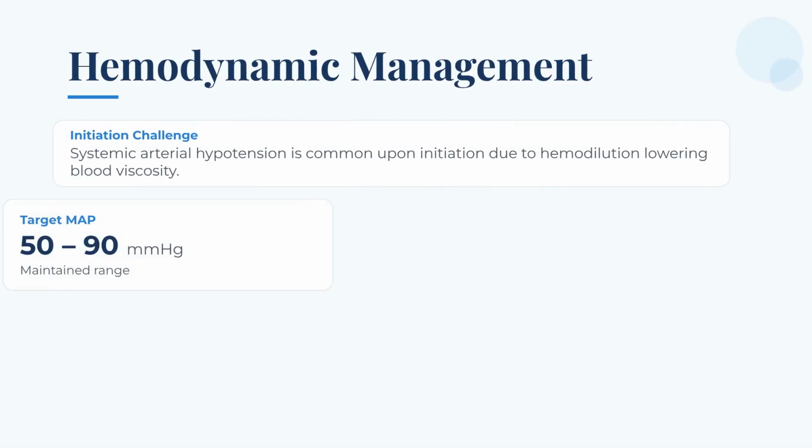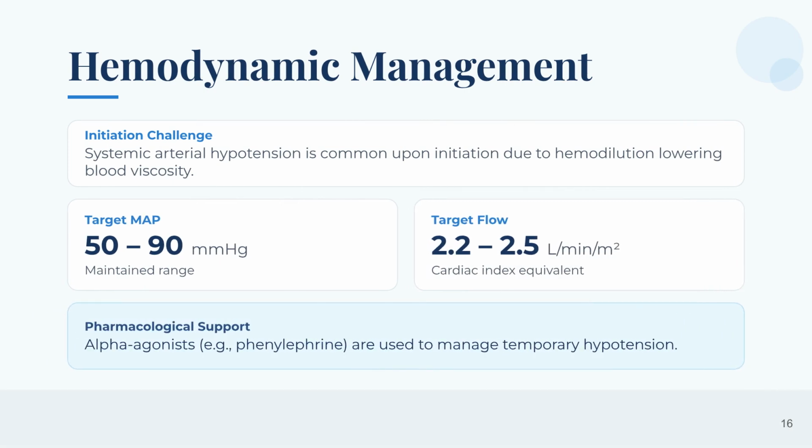Once on bypass, hemodynamic management is critical. Initiation often leads to systemic hypotension due to the hemodilution effect, lowering blood viscosity. Practitioners aim for a mean arterial pressure of 50 to 90 millimeters of mercury. To maintain proper perfusion, target flows are usually set between 2.2 and 2.5 liters per minute per square meter. Alpha agonists like phenylephrine are frequently used to manage temporary hypotension and maintain stability.